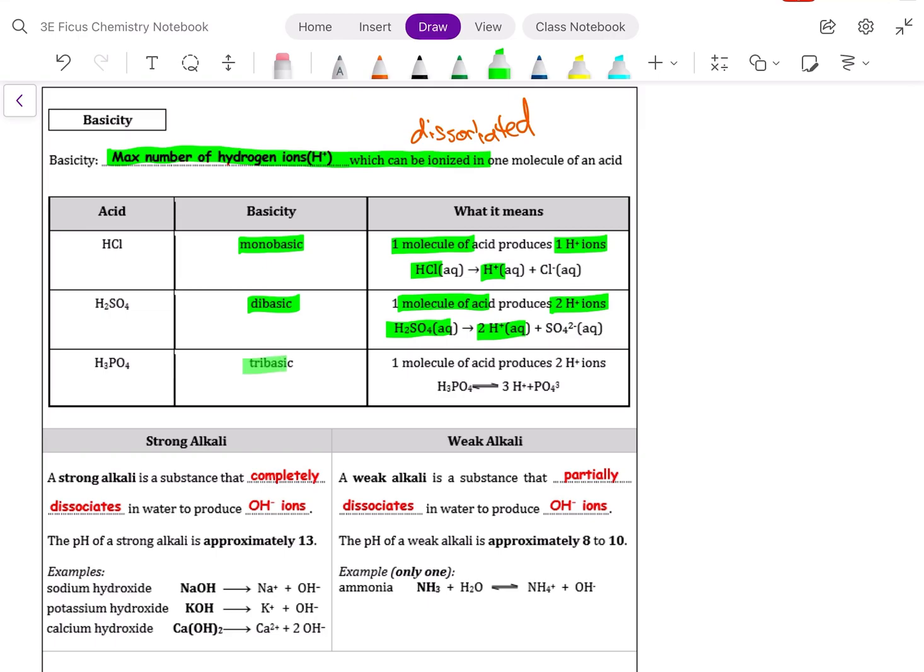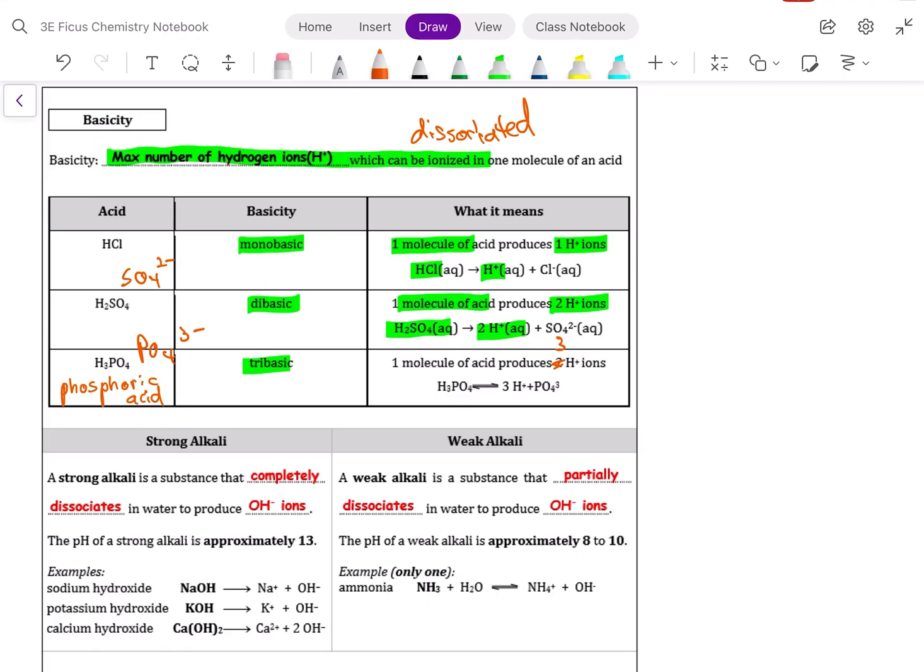We also have tribasic, which is 3. I think I only have a weak acid example for tribasic. If you want to know, this is actually phosphoric acid. The anion is PO4 3 minus, a phosphate ion. This one is a sulfate, SO4 2 minus.